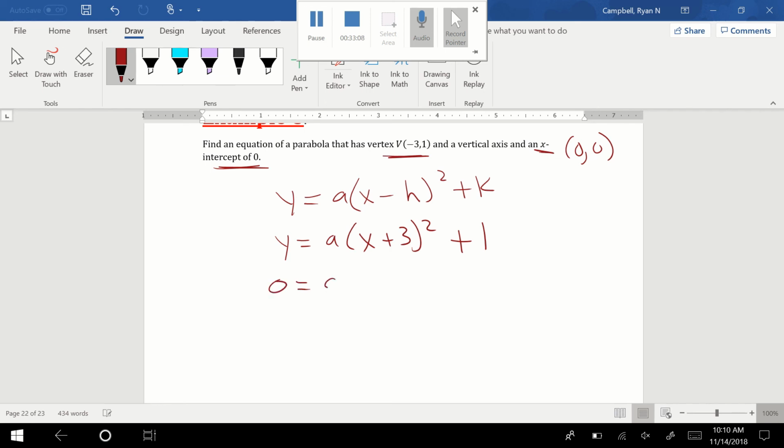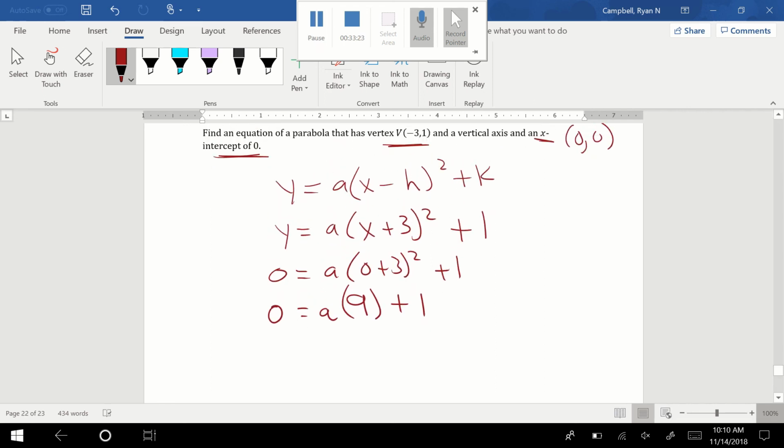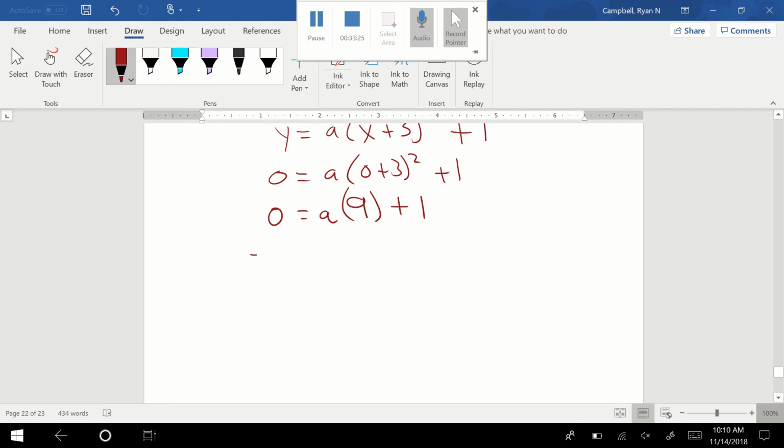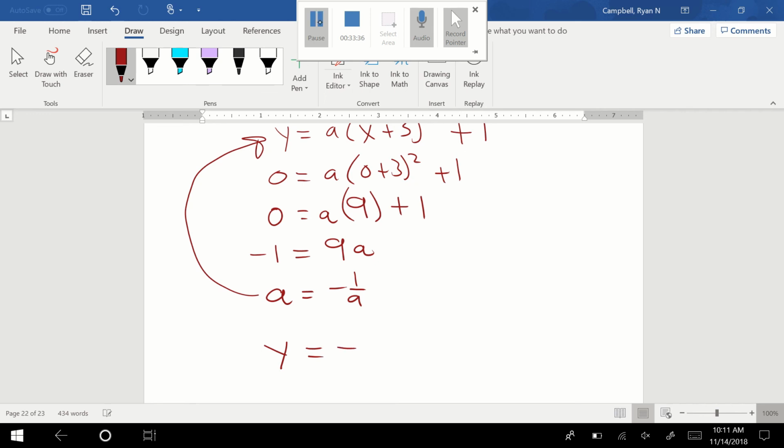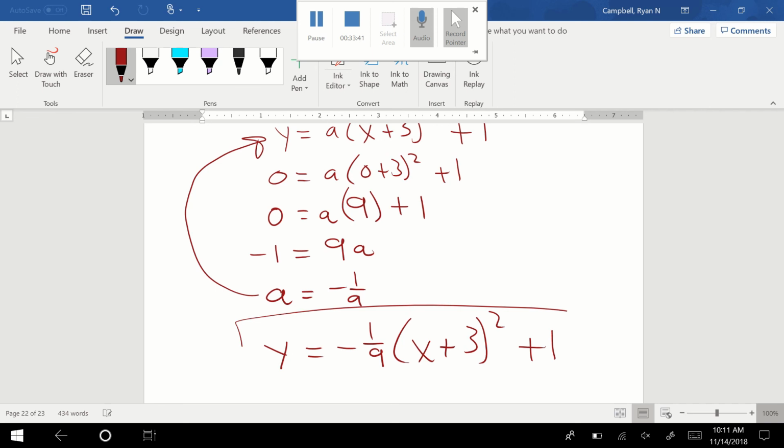So 0 equals a times 0 plus 3 squared plus 1. Again, 0 plus 3 is 3, and 3 squared is 9. Sorry about that. Nines and a's are not super great for me. So you subtract out your 1, and you get that a is negative 1/9. When we plug it back into our equation, our official equation is y equals negative 1/9 times x plus 3 squared plus 1. And that would be our final answer. Like I said, you can just leave it like that.